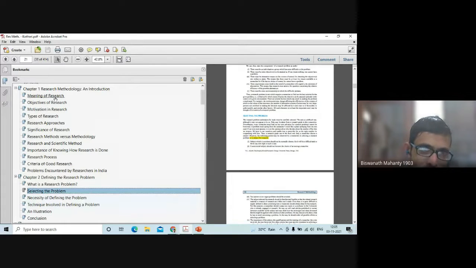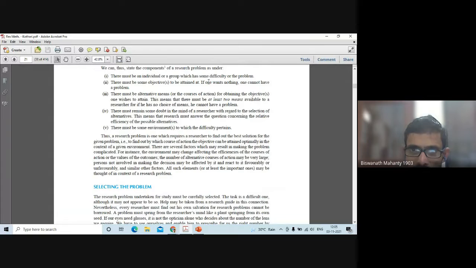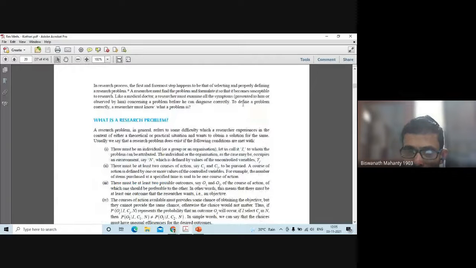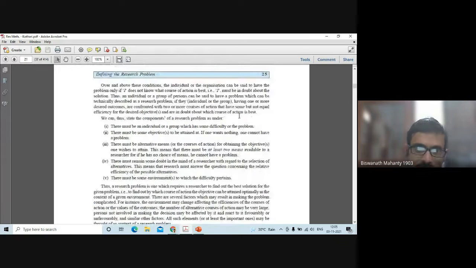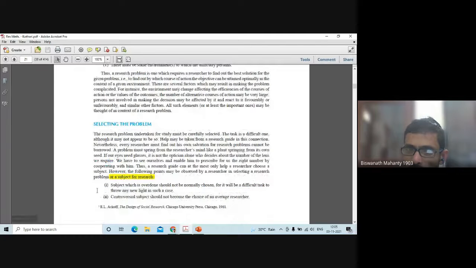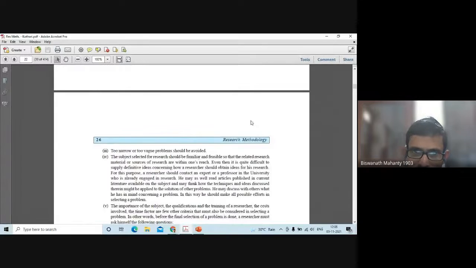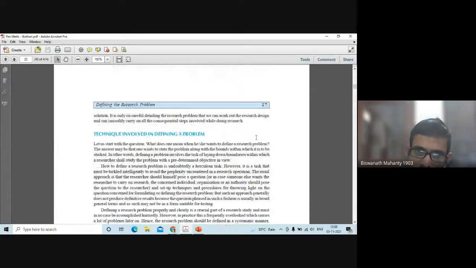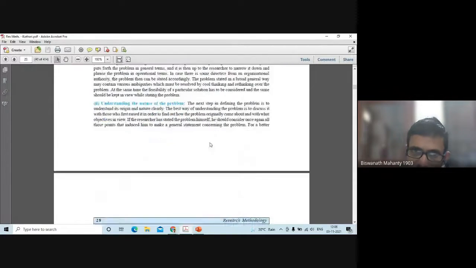Now, okay, the first chapter, if you go through it, I'll be showing from the textbook, then we'll come to the PPT also. So when I'm talking about defining the research problem, you need to know what the problems are, what the possible problems could be, and how I should choose one. And what could be the problem in a study when someone is doing something. Selecting a problem, what should you choose? I'll give you a very simple logic. Necessity of defining the problem, technique in defining the problem.